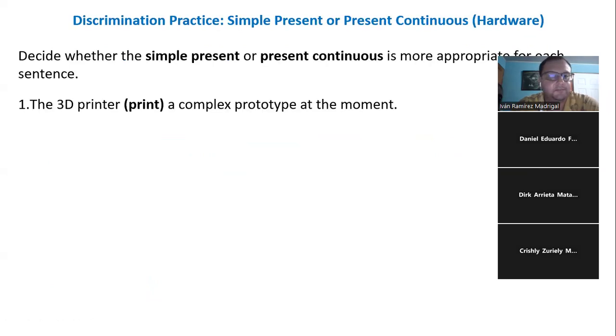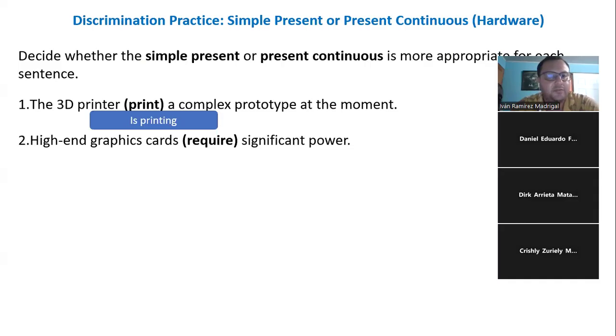Let's take a look at this. The 3D printer is printing a complex prototype at the moment. At the moment gives me this very moment, right now. This process is going on right now. It's an ongoing process. It's printing. High-end graphics cards use significant power. You know about high-end graphics cards more than I do, so you could call this a fact. So I use simple present.